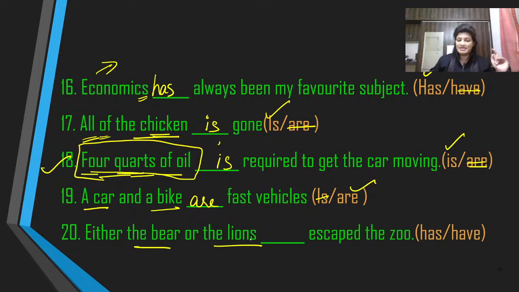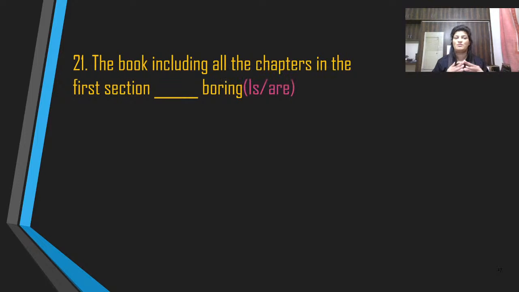Either the bear or the lions. Lions is a plural subject, and when you have the conjunction either or, you in fact pick the subject which is nearer to the verb. Very good, Rukshna, and that is why you go with have here. All right. Having said that, let's move on to the next one. That is question number 21. The book, including all the chapters in the first section dash boring.